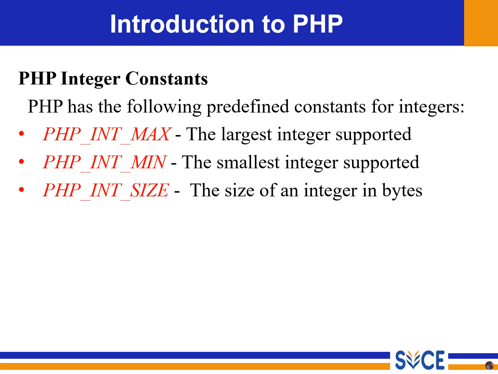These constants are useful for tasks such as checking integer overflow or underflow, and determining if a calculation might exceed the maximum or minimum integer value. They are also used for system-specific optimizations, adapting code behavior based on the integer size of the underlying system. They are also used for debugging and information gathering, displaying system-specific integer limits for diagnostic purposes.